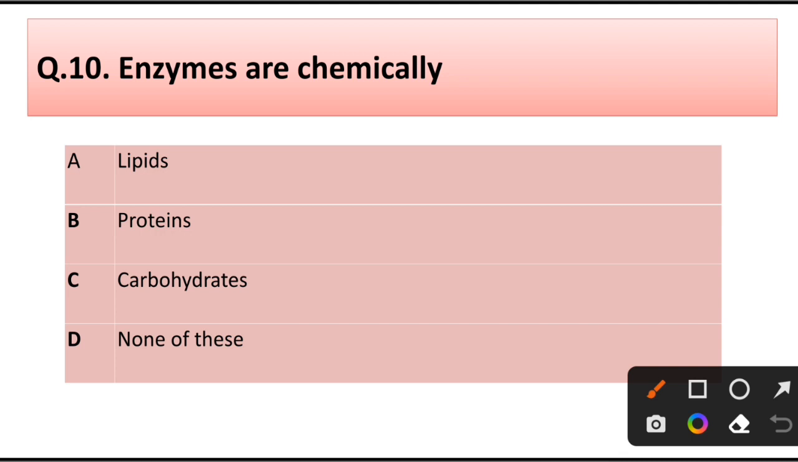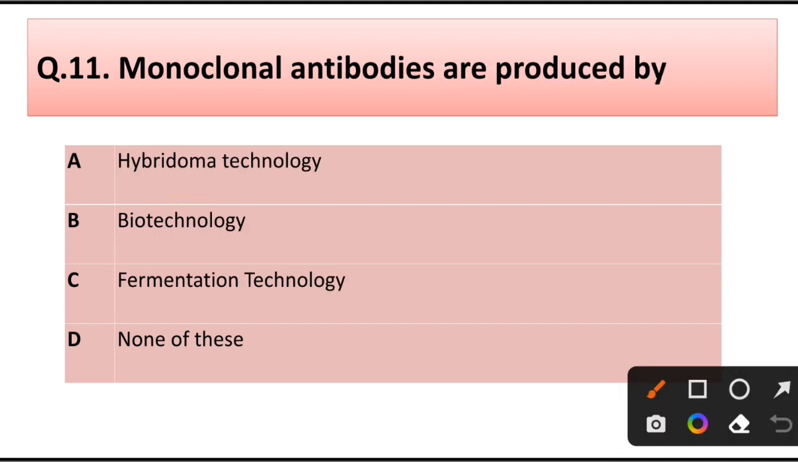Question number 10. Enzymes are chemically lipids, protein, carbohydrates, none of these. Correct answer is option B. Enzymes are chemically proteins.